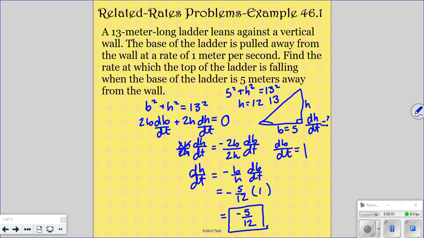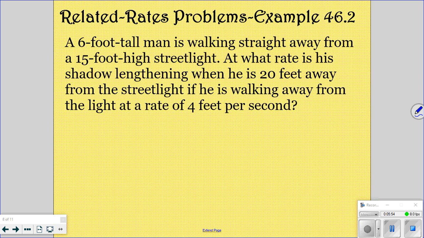Okay, we're going to look at another example. We've got a 6-foot tall man walking straight away from a 15-foot high streetlight. At what rate is his shadow lengthening?